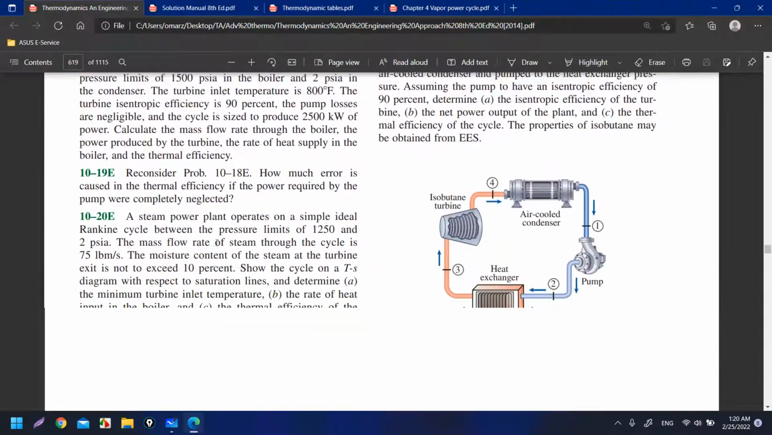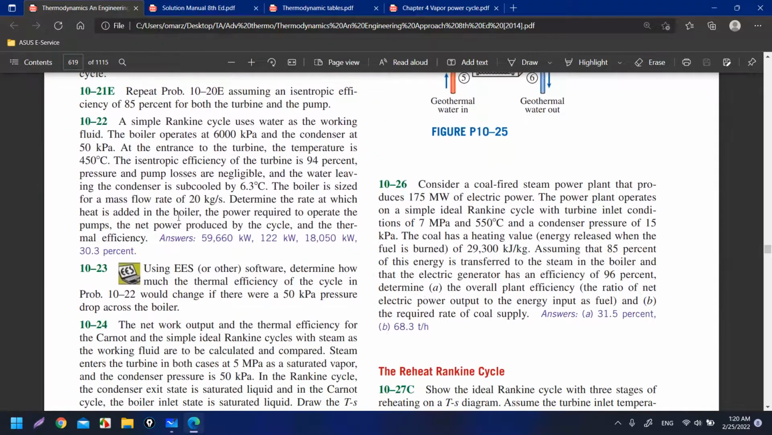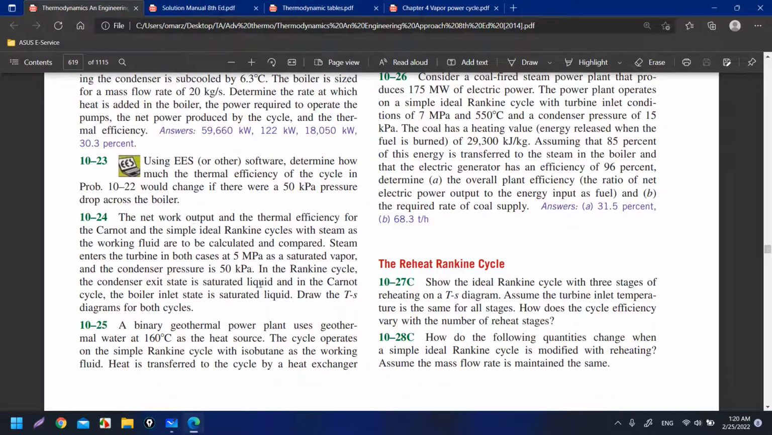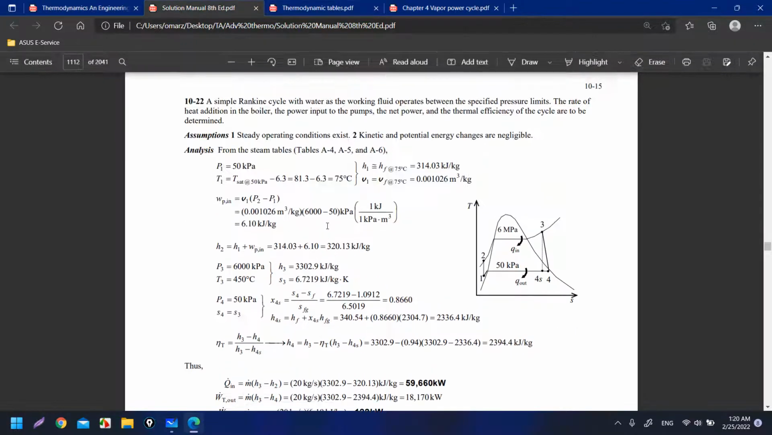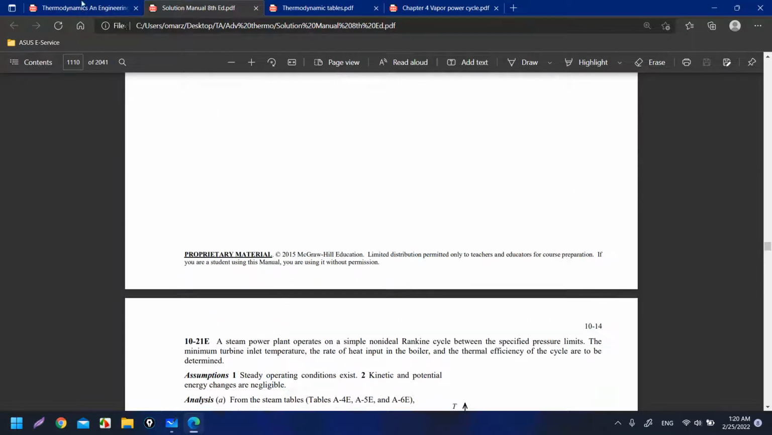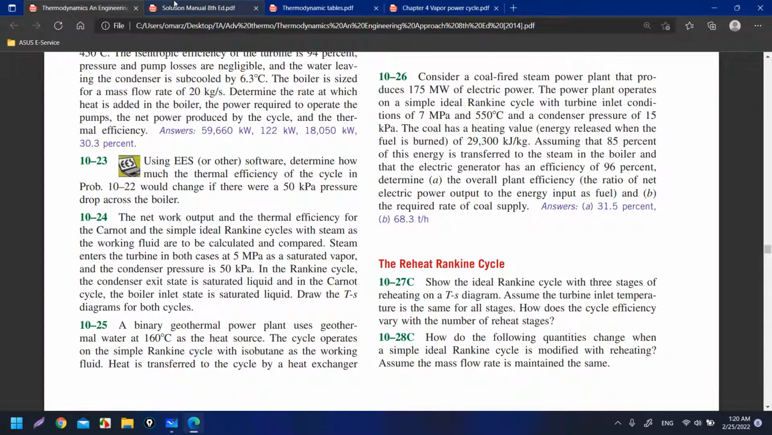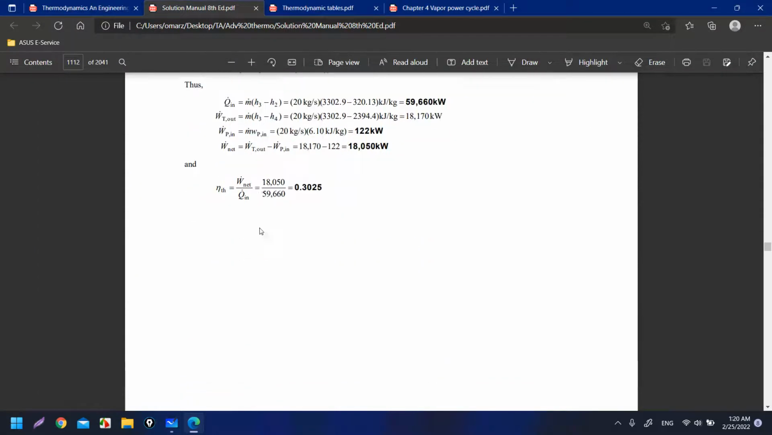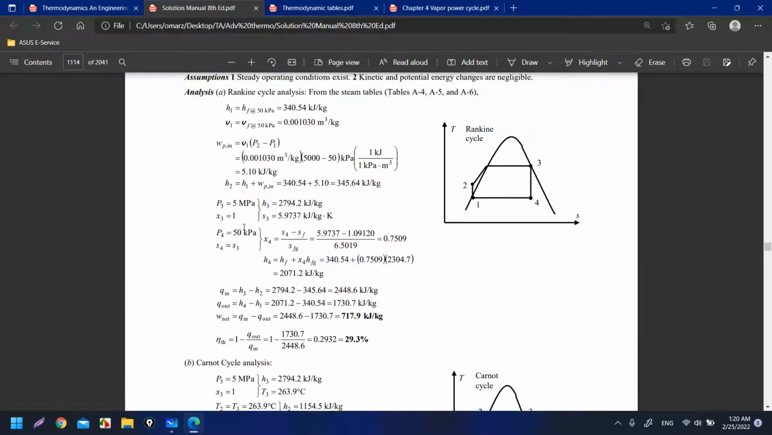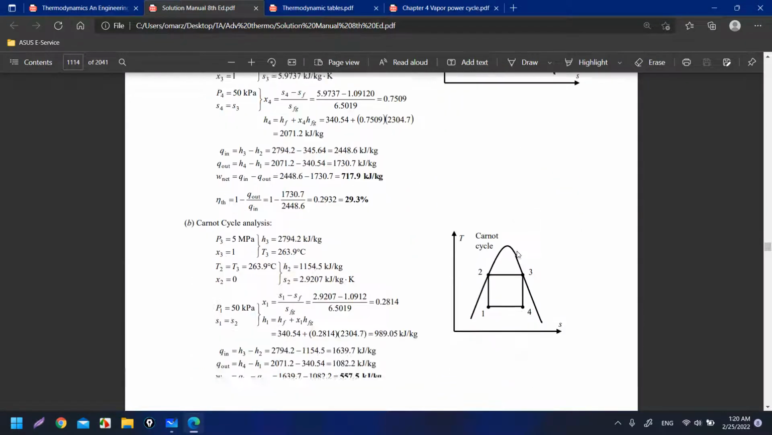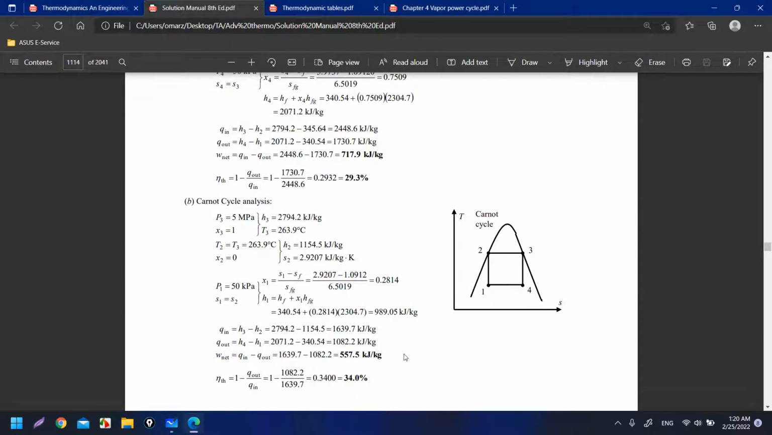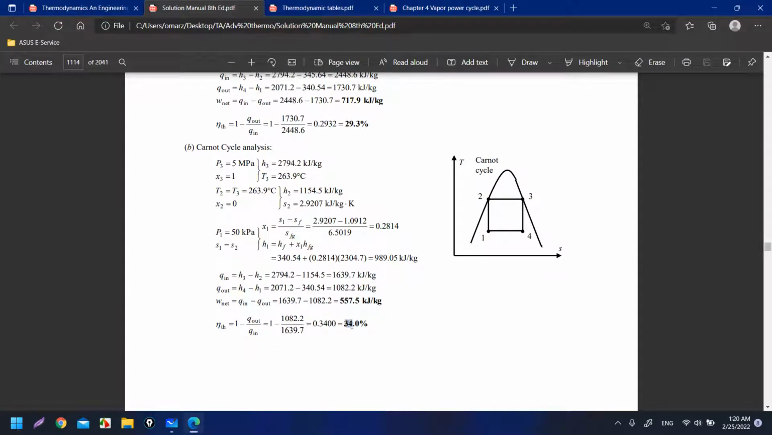About this, to compare between the Rankine cycle and Carnot cycle. Here in this question, comparing between the Carnot cycle and the Rankine cycle, he will do the same. Okay, so what was this question? Question 24. In question 24, he drew the cycle and it was a saturated vapor. And he drew also the Carnot cycle.